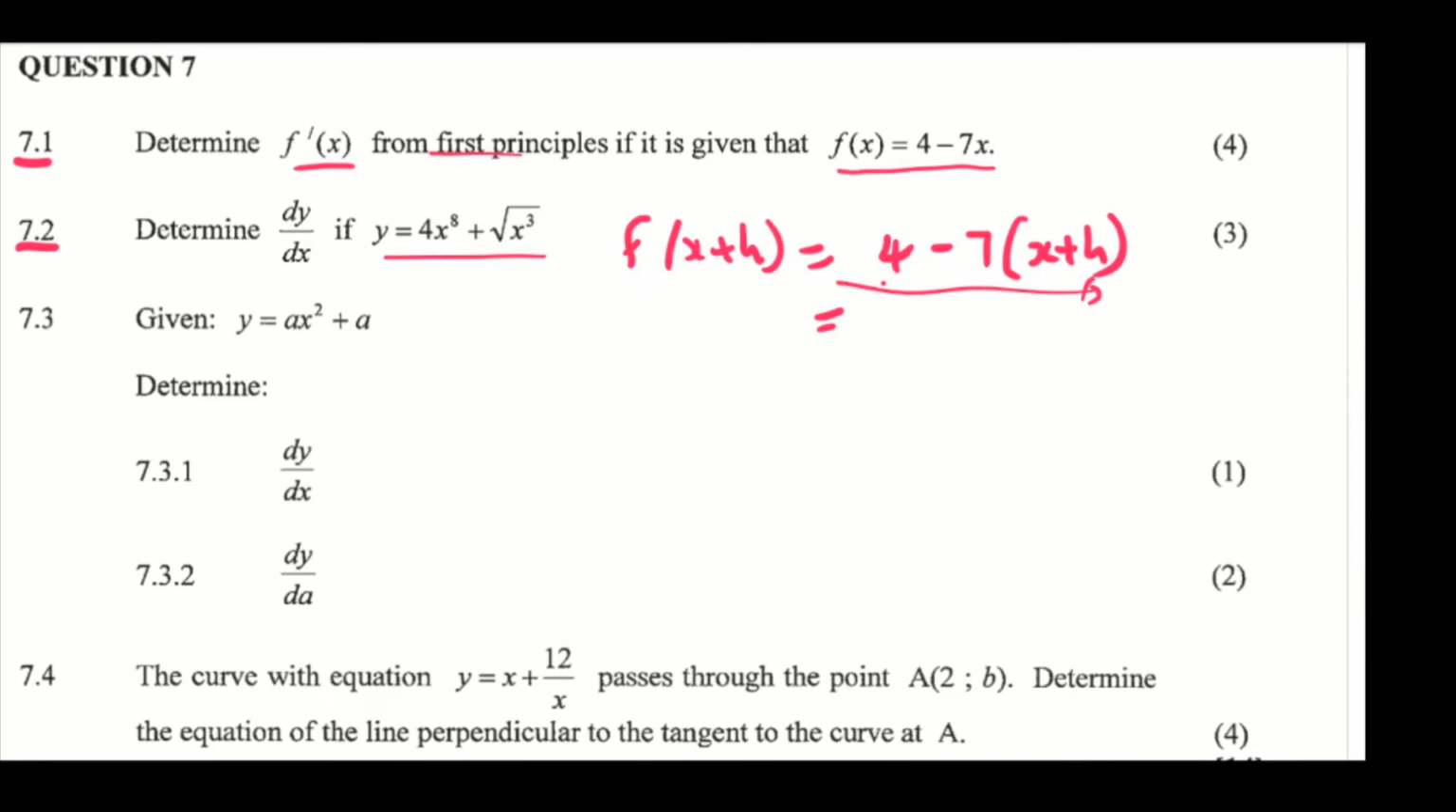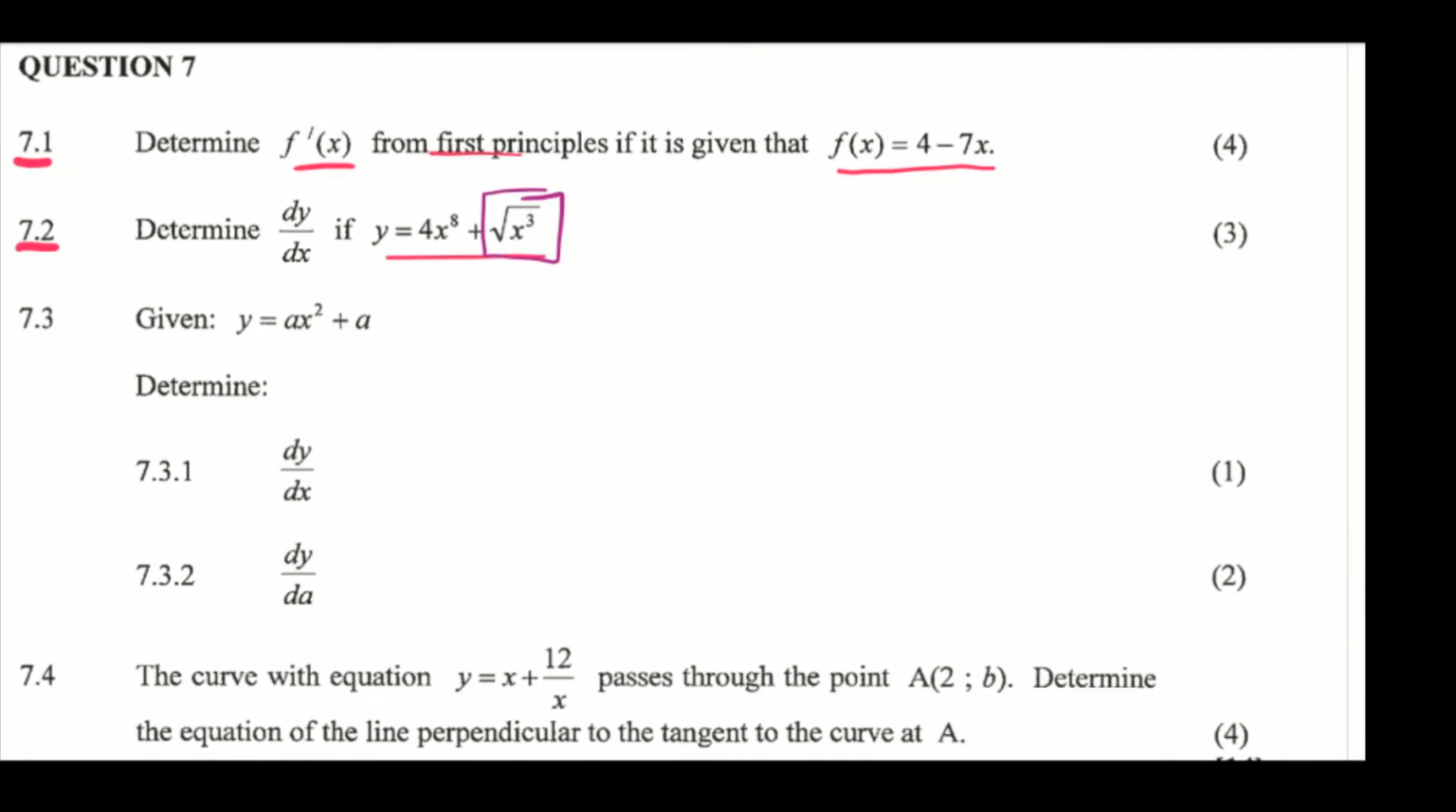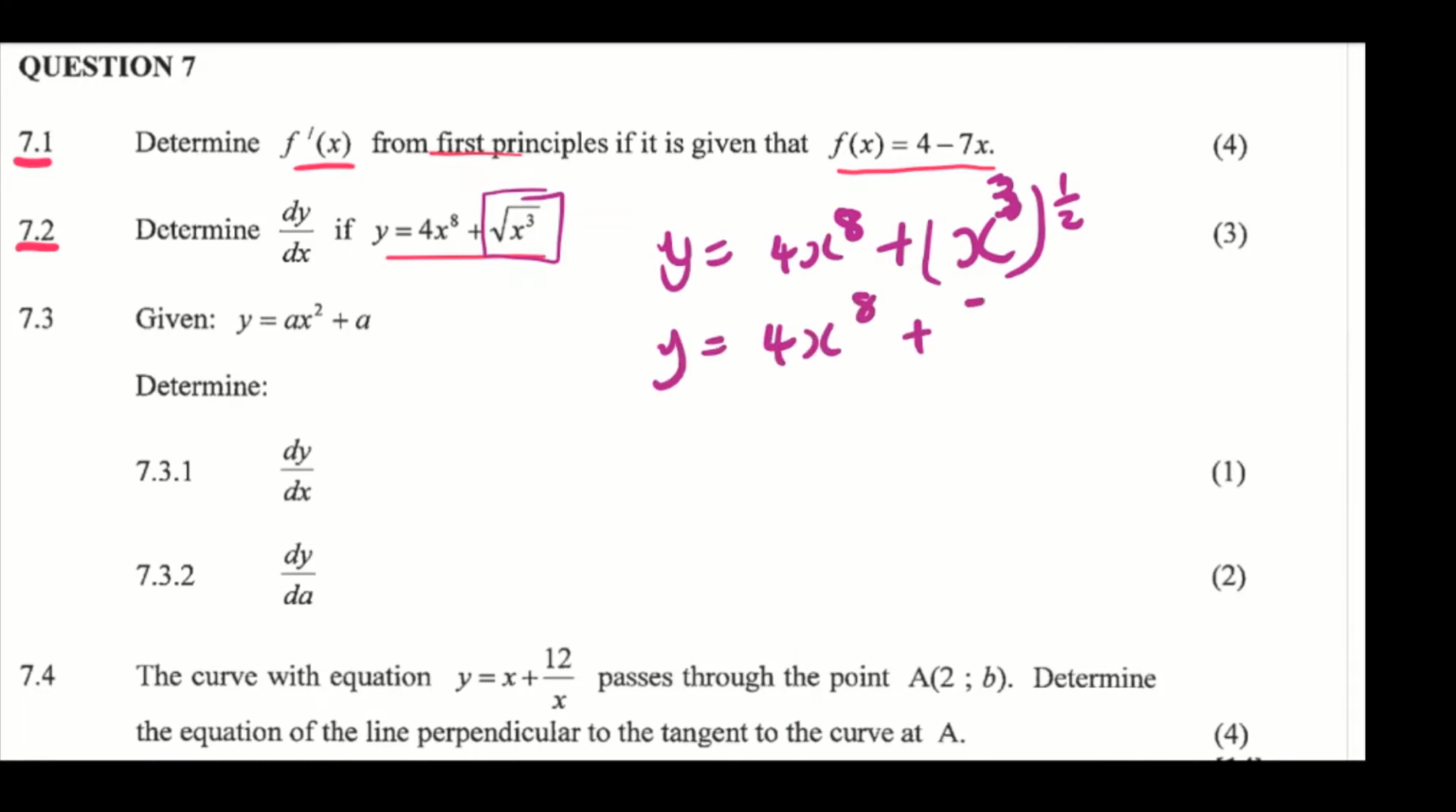We're asked to find the derivative of this, so let me just remove this. To find the derivative of this, what you can do is change how we write this here. We know the root is a square root, so there's a 2 there, meaning that it will change how we write it. So y is equal to 4x to the power of 8 plus x to the power of 3, into 1 over 2. So y is equal to 4x to the power of 8 plus x to the power of 3 over 2.